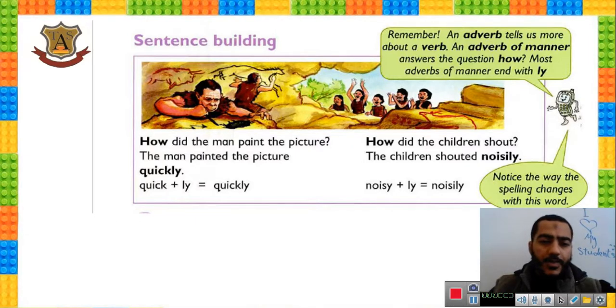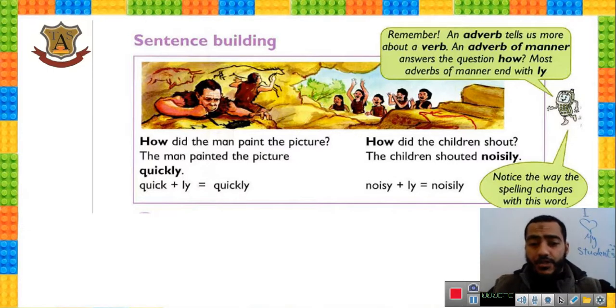How did the man paint the picture? The man painted the picture quickly. This is the first question.